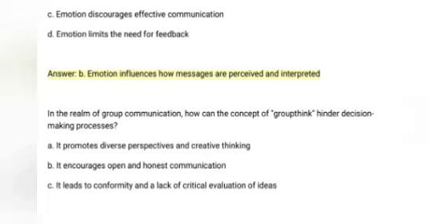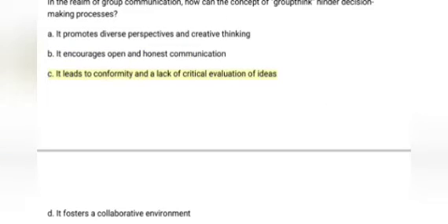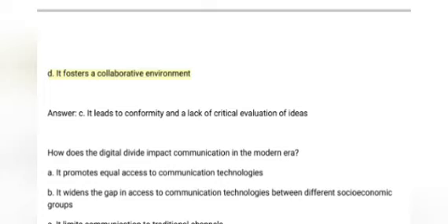In the realm of group communication, how can the concept of groupthink hinder decision-making processes? A. It promotes diverse perspectives and creative thinking. B. It encourages open and honest communication. C. It leads to conformity and a lack of critical evaluation of ideas. D. It fosters a collaborative environment. Answer. C. It leads to conformity and a lack of critical evaluation of ideas.